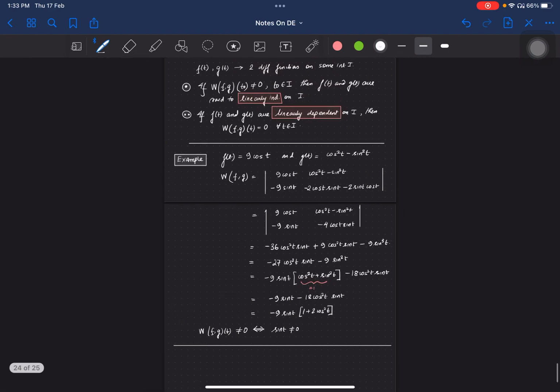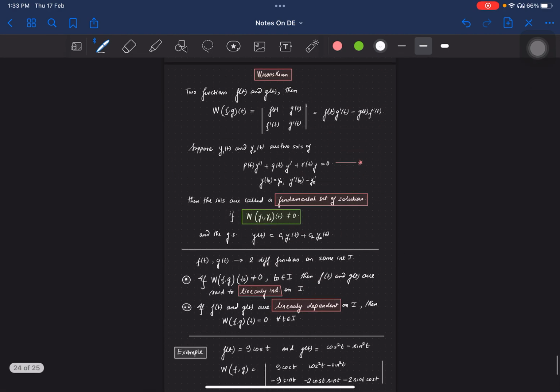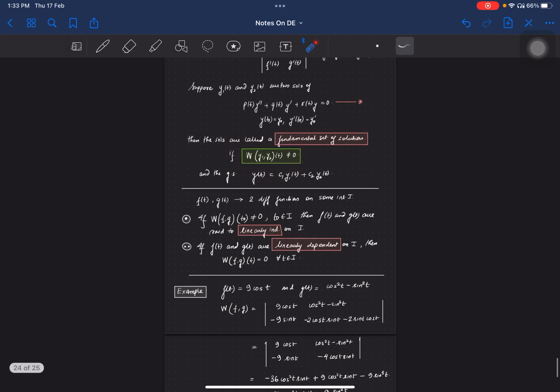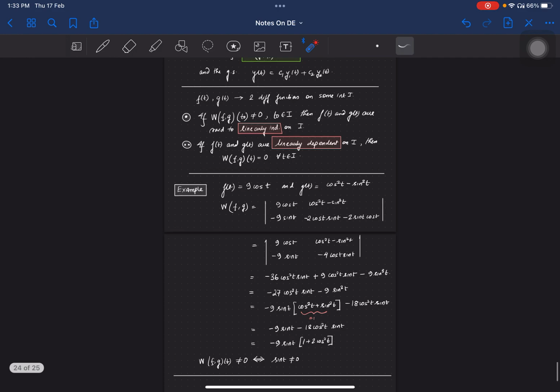So this was the idea. This is the definition of Wronskian. The Wronskian of two functions is given by this thing, and the solutions y1 and y2 form a fundamental set if the Wronskian at t is not equal to 0. Then we have these two conditions for when the two functions are linearly independent and dependent, and we saw an example of how to compute the Wronskian and how to conclude whether they are independent or dependent on a given interval. Okay, thank you.